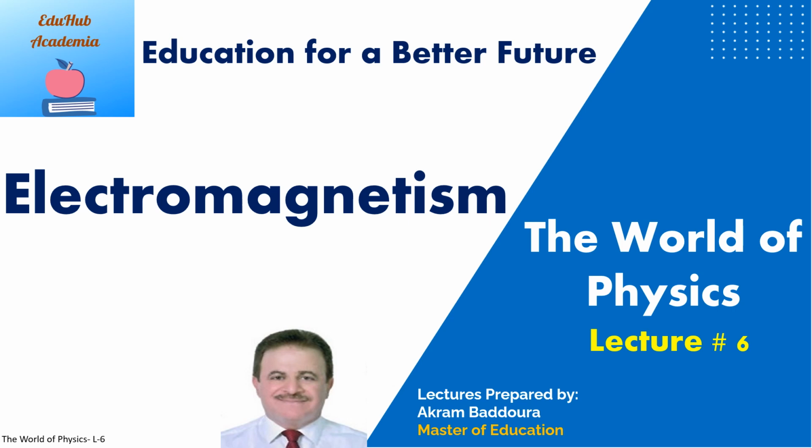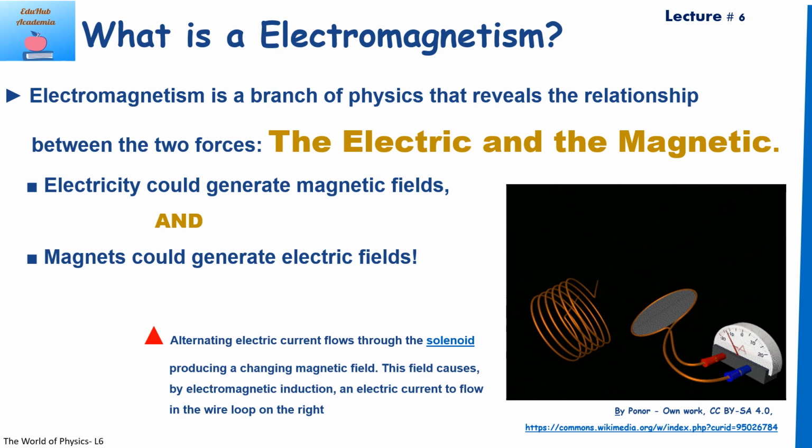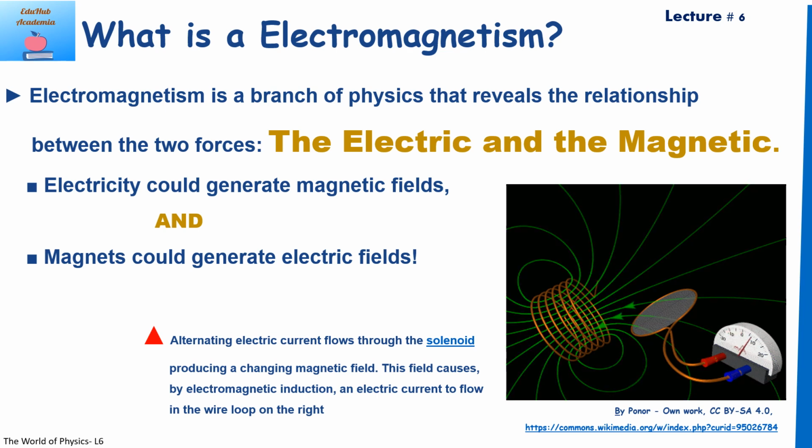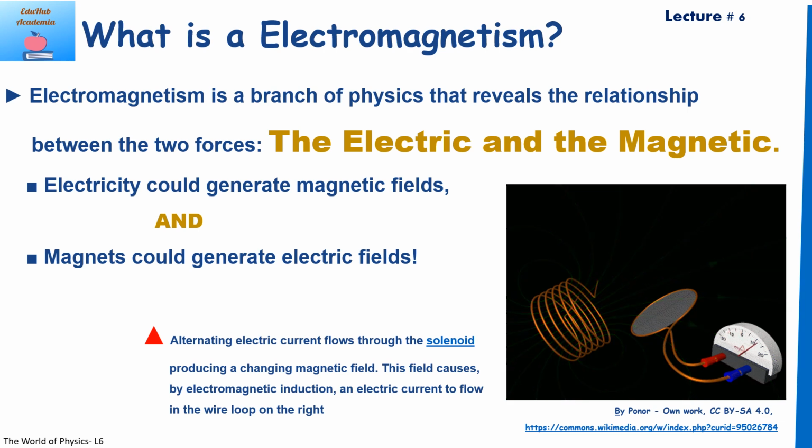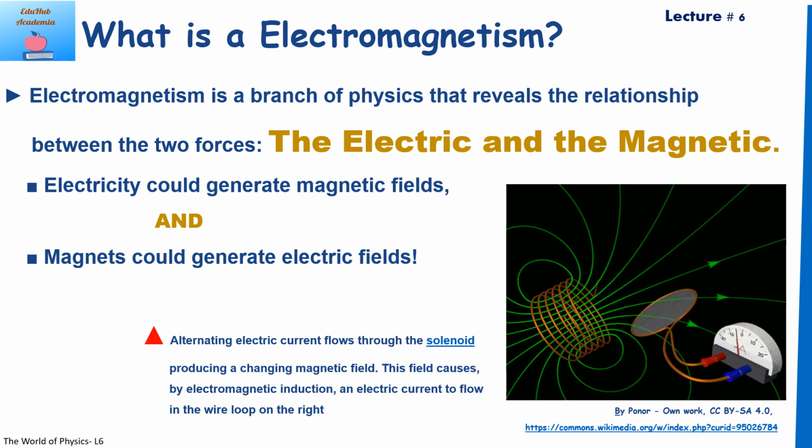We will continue the World of Physics course, lecture number 6, by talking about electromagnetism. Let's begin by defining electromagnetism. It is that branch of physics which describes or reveals the relationship between two fundamental forces in nature, the electric and the magnetic force.